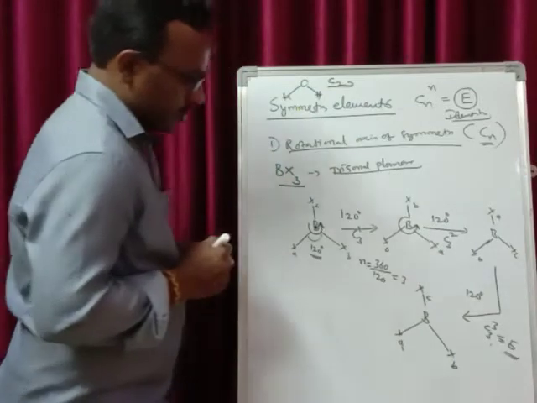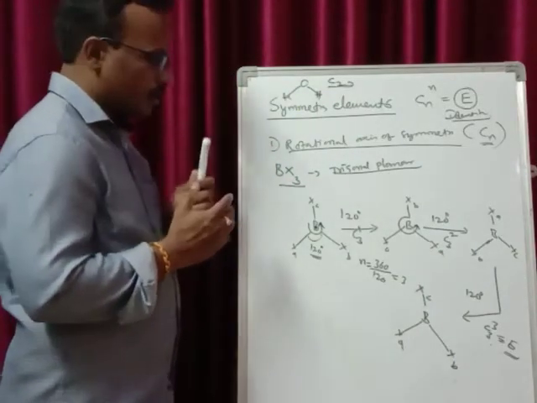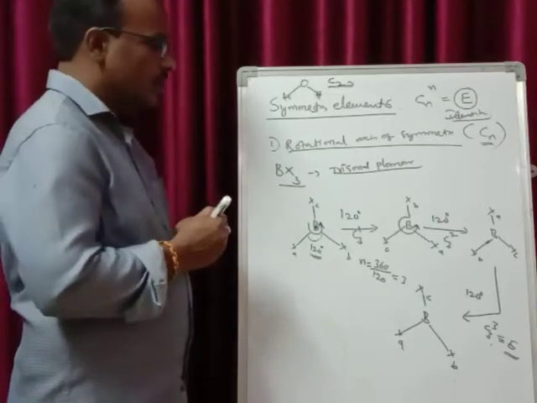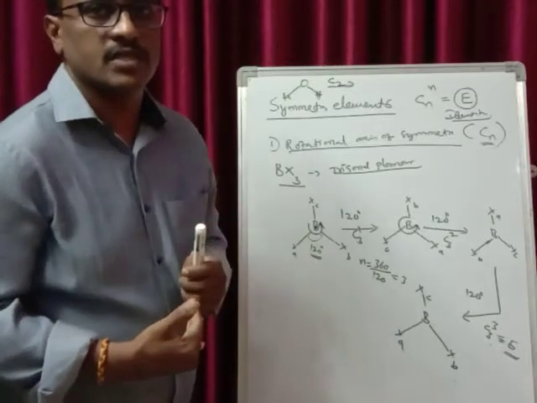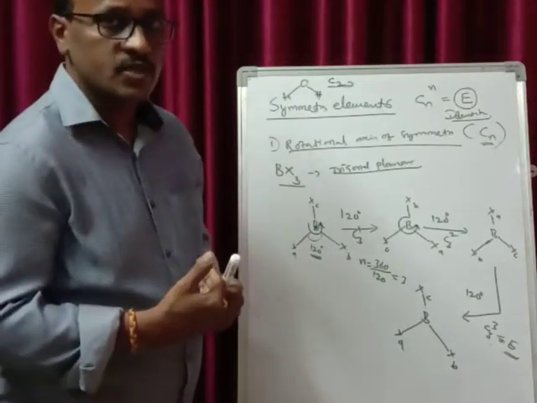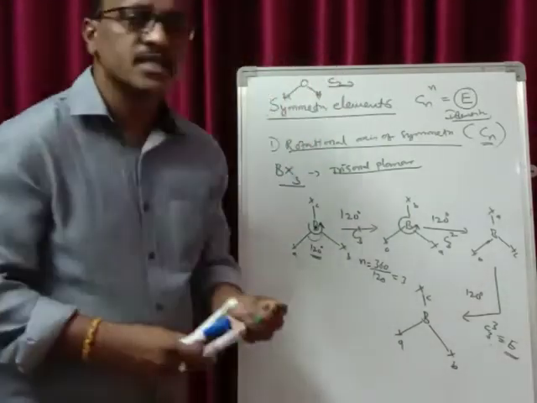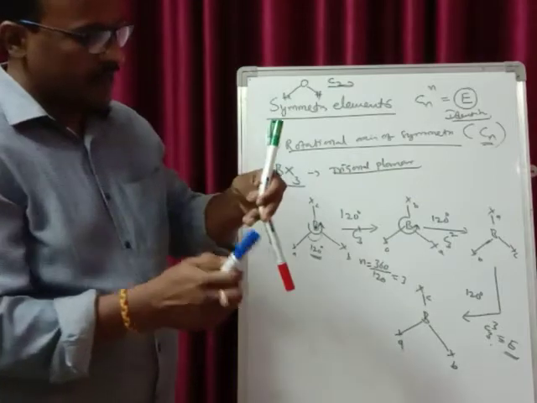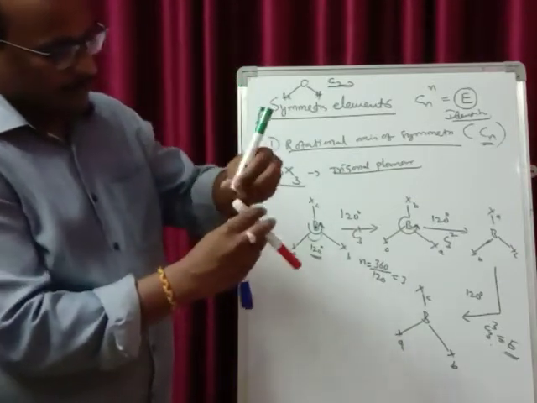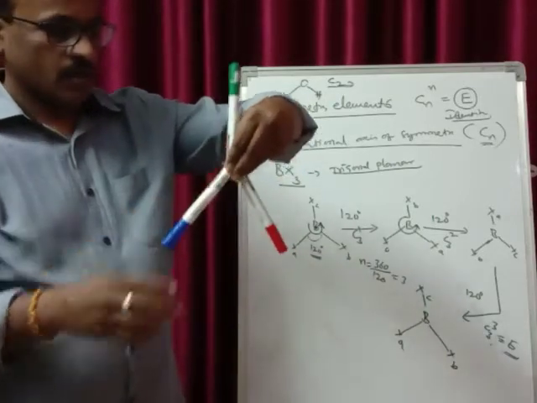One more thing regarding this molecule: on rotation by 120 degrees it gives you a C3 rotational axis of symmetry, but this molecule also has another rotational axis of symmetry. Not only the C3, but one more additional rotational axis of symmetry is also present, and that is C2. How is this C2 present? Now take this BX3 molecule. This is a BX3 molecule.